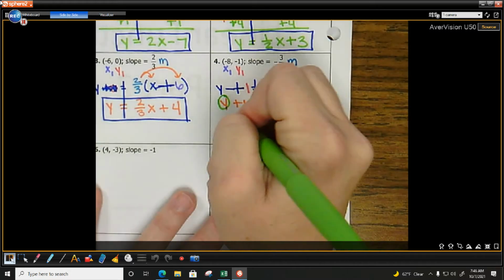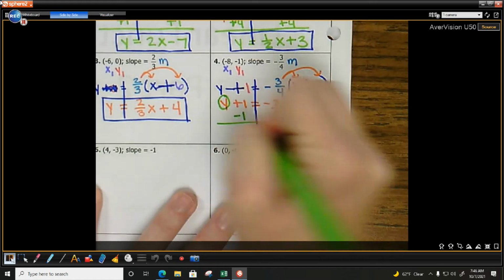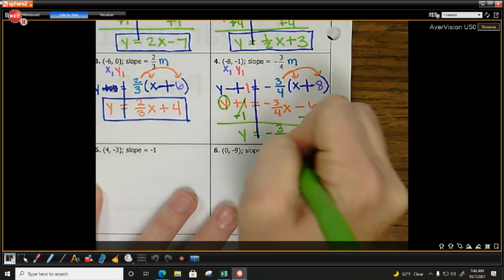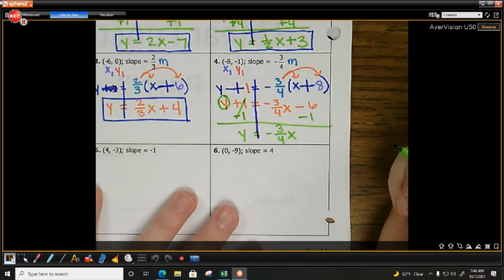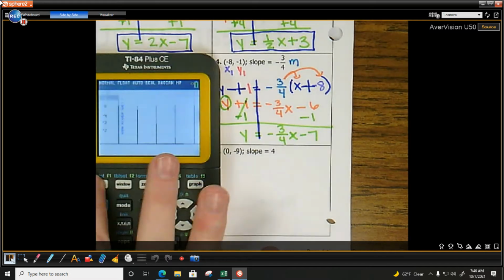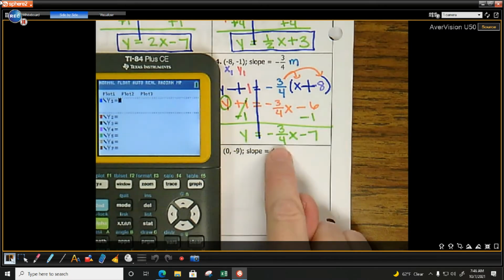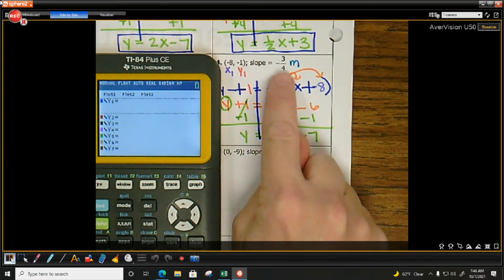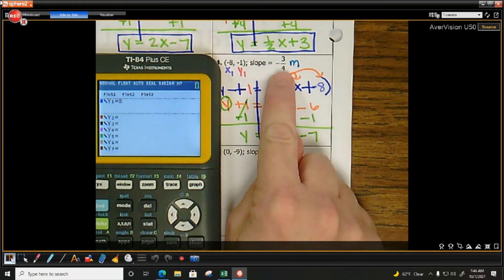Subtract 1 on both sides. Very good. So I get y equals -3/4 x. What's -6 minus 1 more? -7. Okay, let's check on the calculator. Do we have the correct slope? Yes, it matches down here with what was originally given to me.